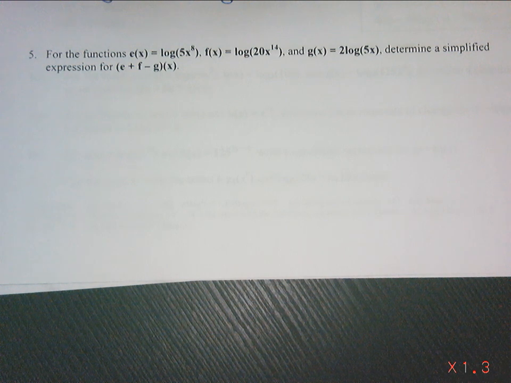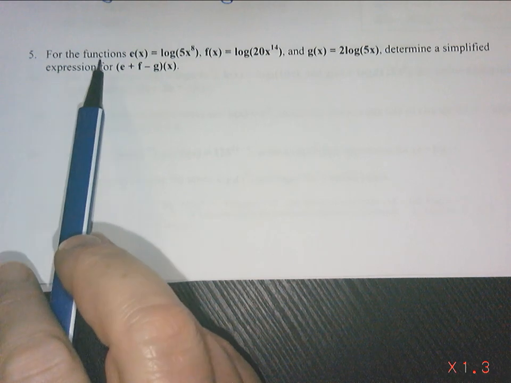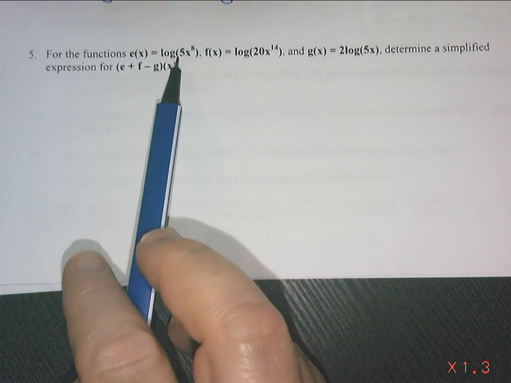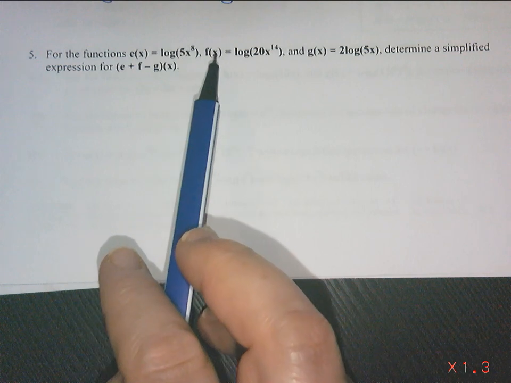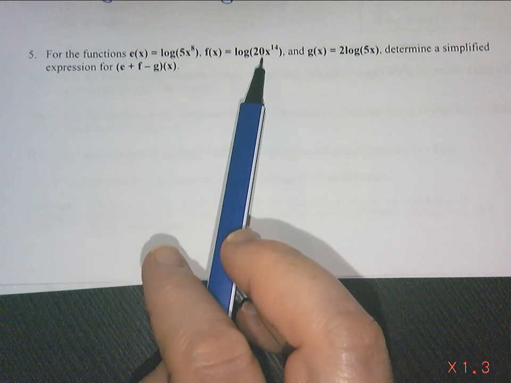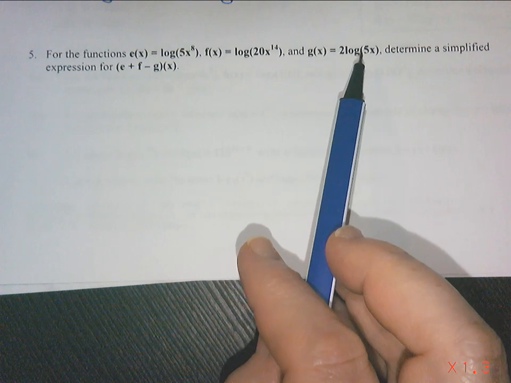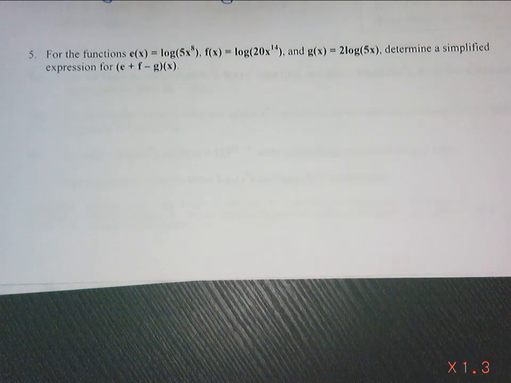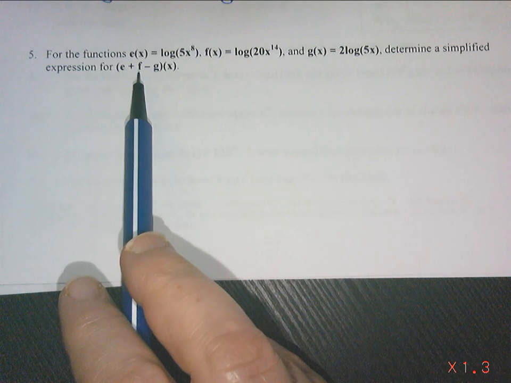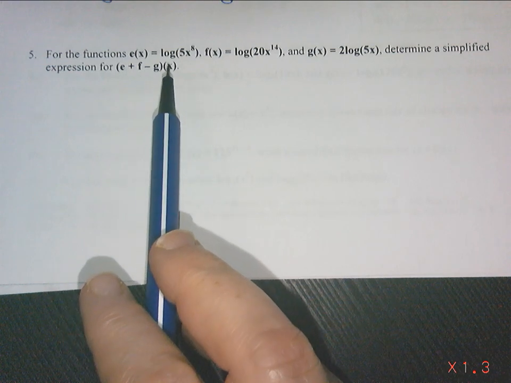This is our part 5 of our lesson on operations with logarithmic functions. So question number 5 says, for the functions e of x, which is log of 5x to the 8, f of x, which is log of 20x to the 14, and g of x, which is 2 log 5x, determine a simplified expression for e plus f minus g of x.